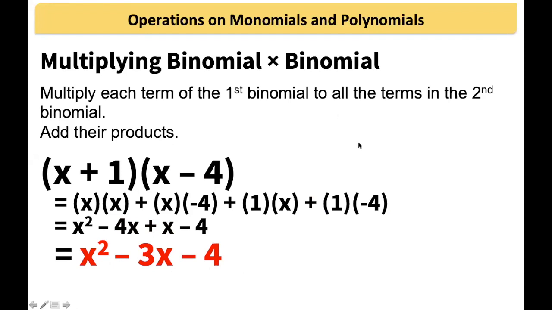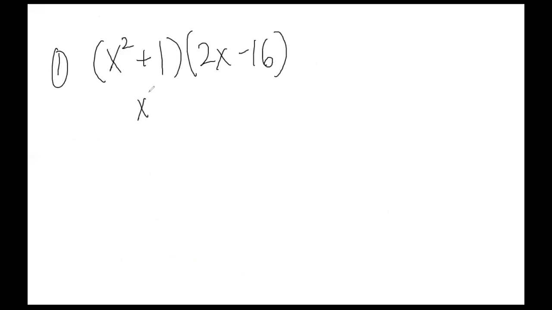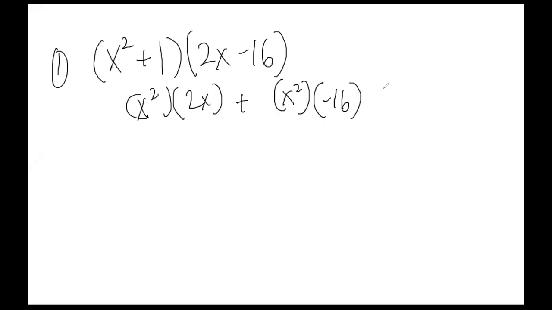Lahat naman ba nakasunod dito? So let's, number 1, let's have x squared plus 1 times 2x minus 16. Okay, so first terms, x squared times 2x. Okay? Outer terms, x squared times negative 16. Inner terms, that's 1 and 2x, so 1 times 2x, plus last terms, 1 times negative 16.